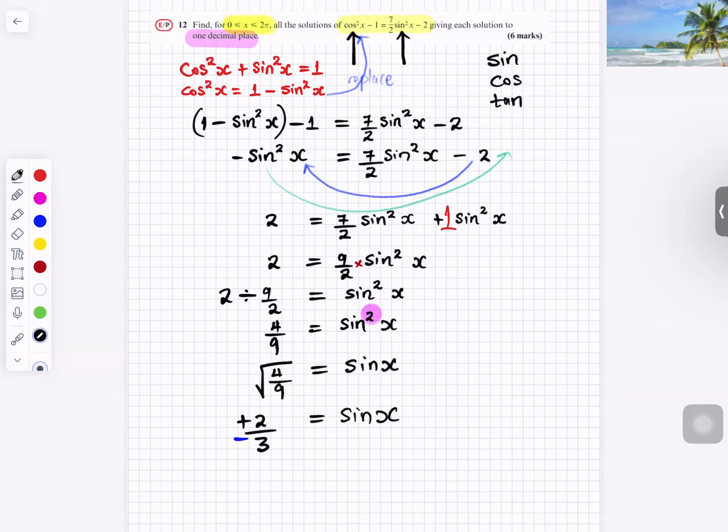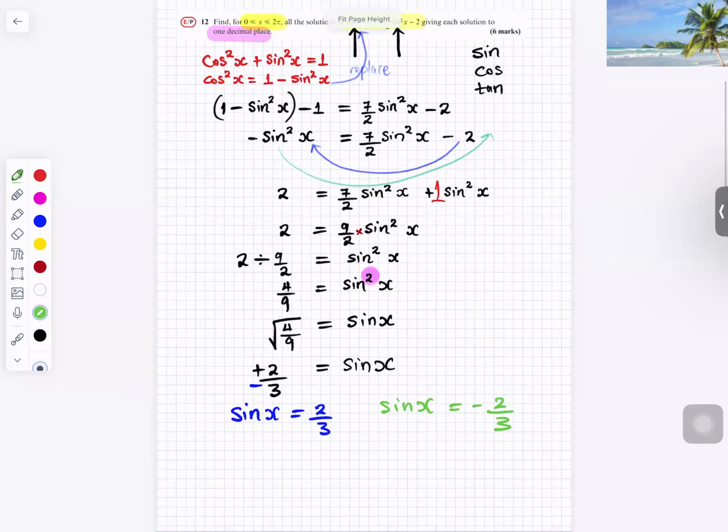So to solve it, we will do the plus first. So I'll put sine x is equal to 2 over 3. And the next one, sine x is minus 2 over 3. With that, how do we get x? We do sine minus 1.